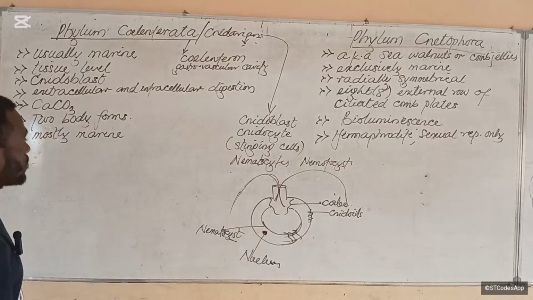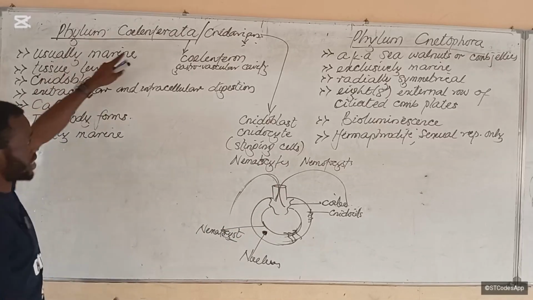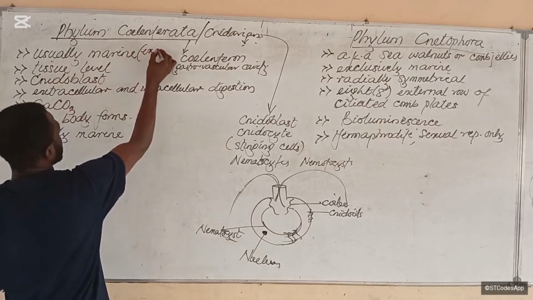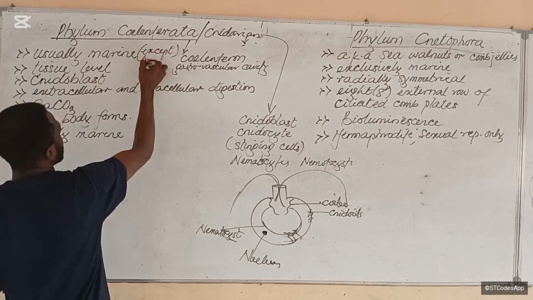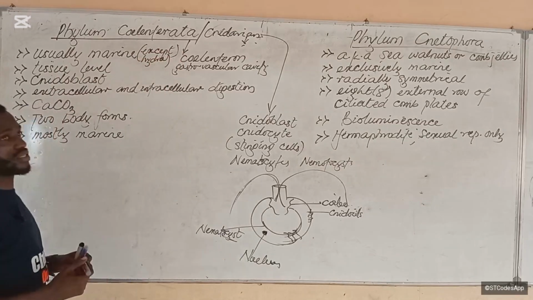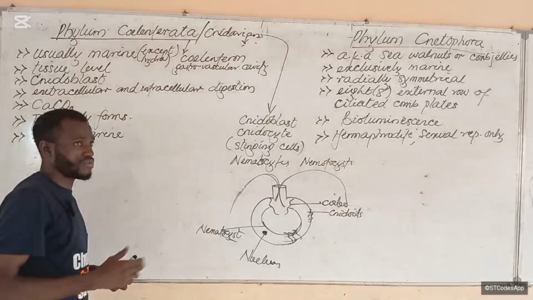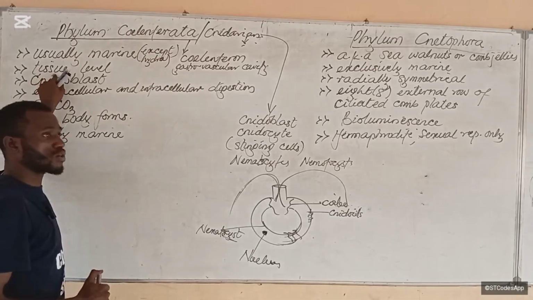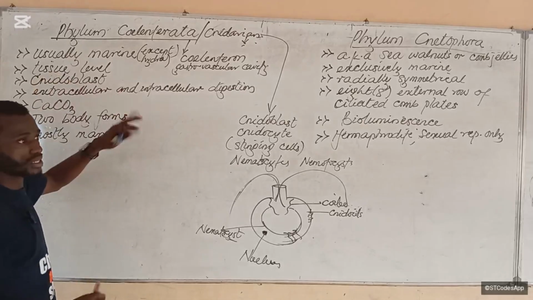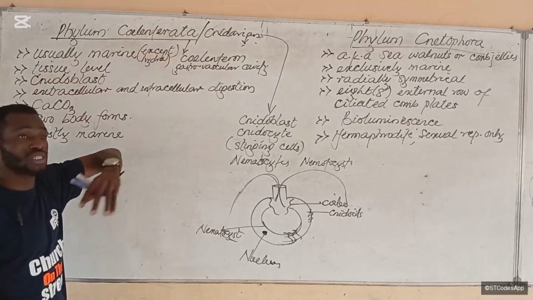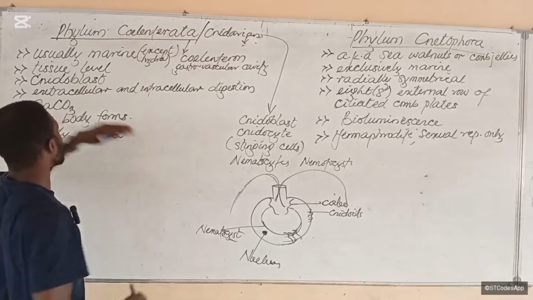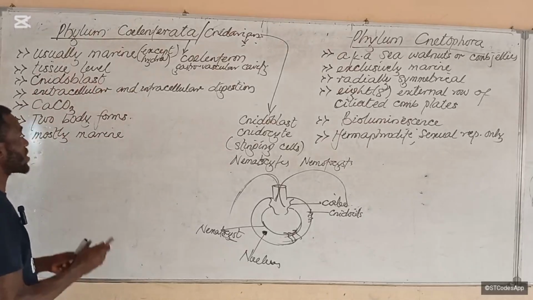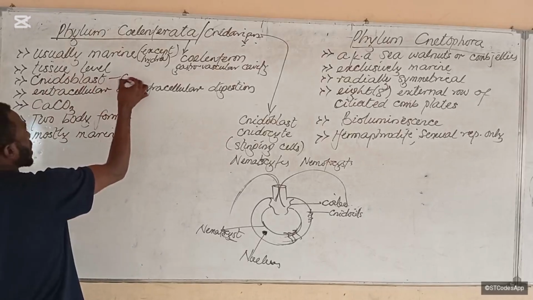Now, they are usually marine, except Hydra. So only Hydra is in this group that is a freshwater form. Then it exists at the tissue level of organization and is diploblastic. When I ran us through the basis of classification, I already mentioned this. So cnidoblast is present as a stinging cell, for capturing of prey, for feeding.